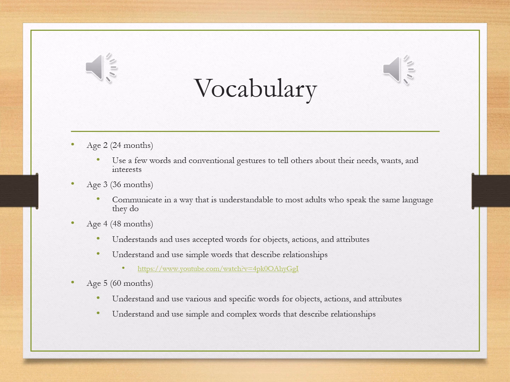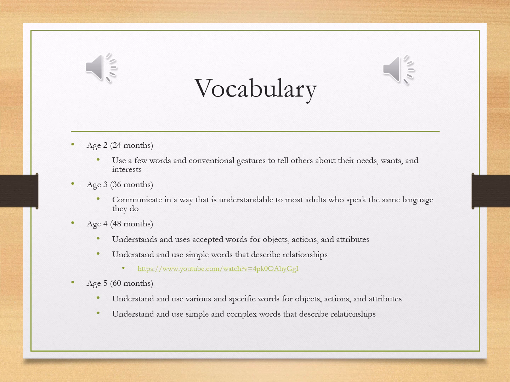Once they get to 5, then they should start using various words for objects, actions, and attributes. So I don't know if you're aware, but couches can be called sofas and they can be called davenports.